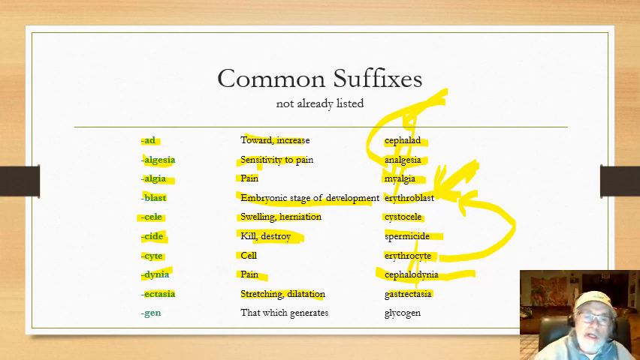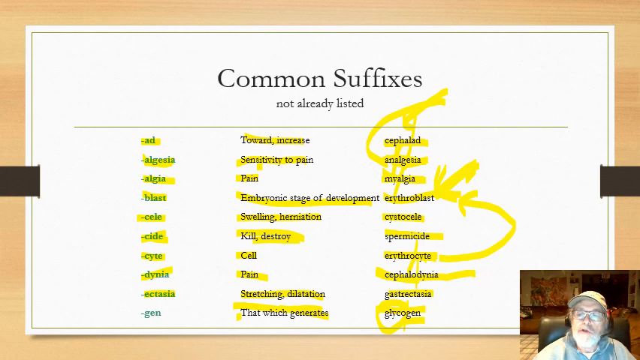Gen means something that generates or produces. Glycogen. Glyco means what? Sugar. Gen means formation. What happens is the body can't store sugar as sugar itself. It can't store it as glucose. So what the body does is it takes the glucose that it wants to keep and puts it into something in a longer storage form.